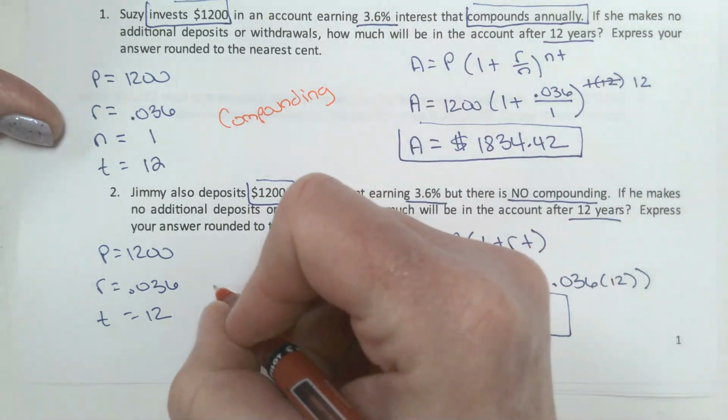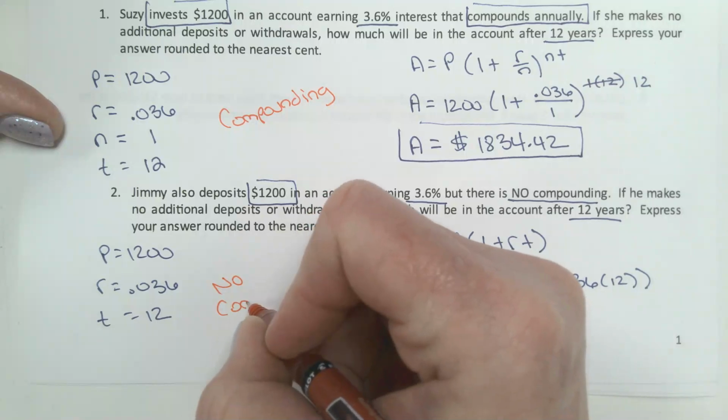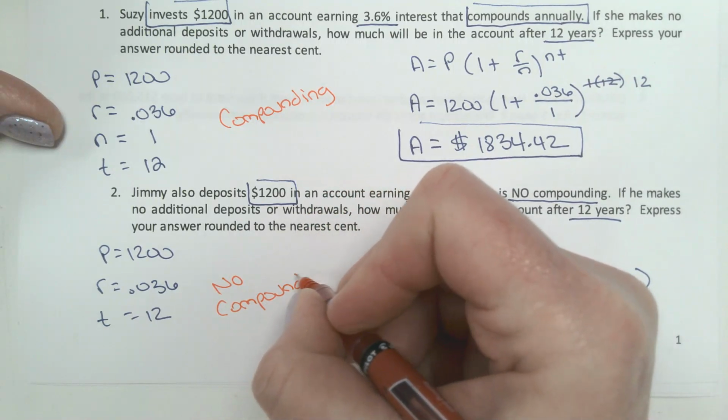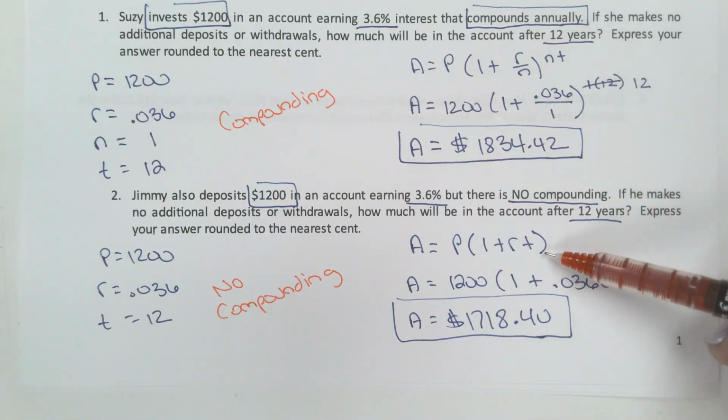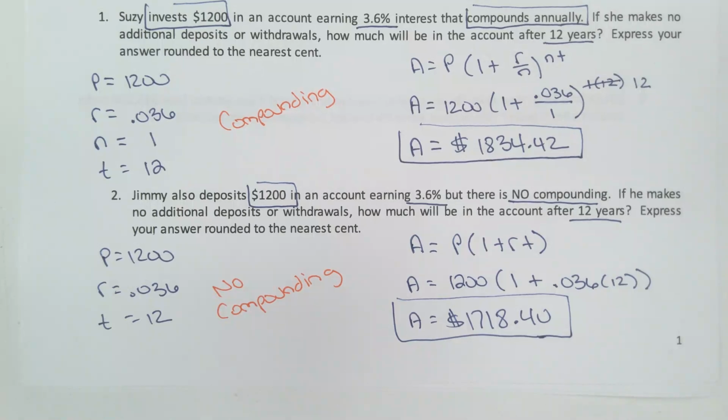In number 2, we have no compounding. On the quiz, I'm not going to say there is no compounding, but when you don't see the word compounding, you're going to have to know and infer that this is the formula to use. So these are the two formulas and scenarios that you're going to have on your quiz.